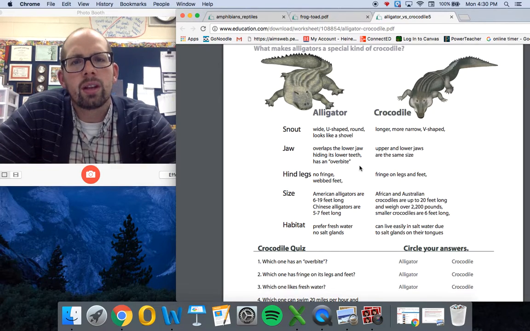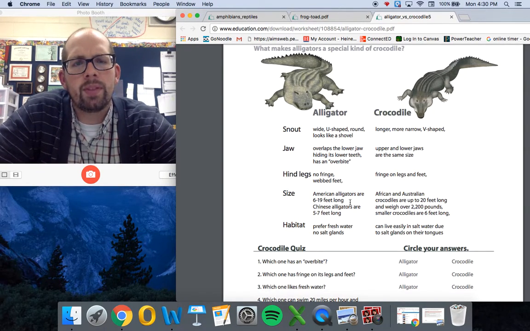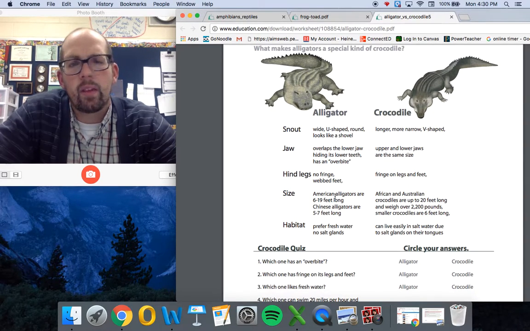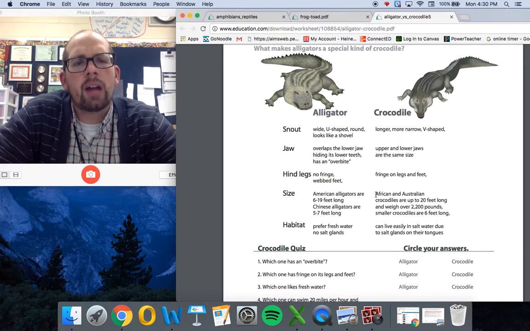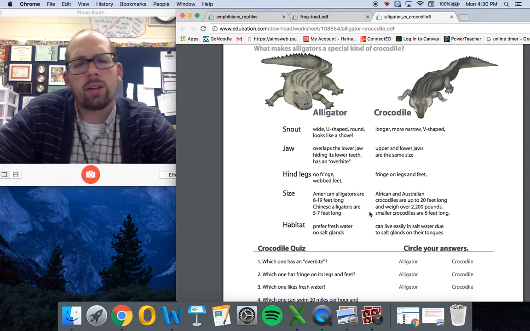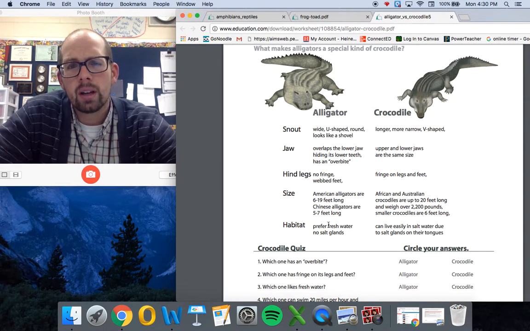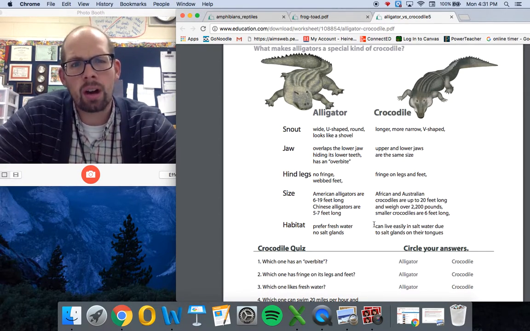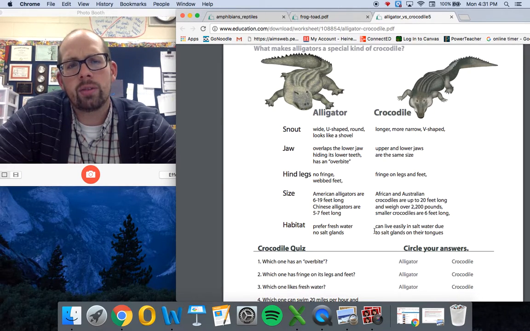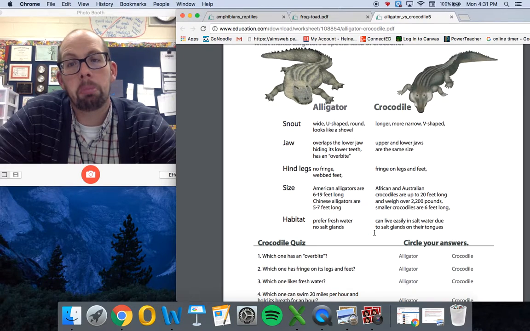For their hind legs, alligators have no fringe and webbed feet. Crocodiles have fringe on the legs and feet. Their size. American alligators are 6 to 19 feet long. Chinese alligators are 5 to 7 feet long. With crocodiles, African and Australian crocodiles are up to 20 feet long and can weigh over 2,200 pounds. Smaller crocodiles are 6 feet long. Alligators prefer fresh water because they don't have salt glands. And crocodiles can live easily in salt water due to salt glands on their tongues.